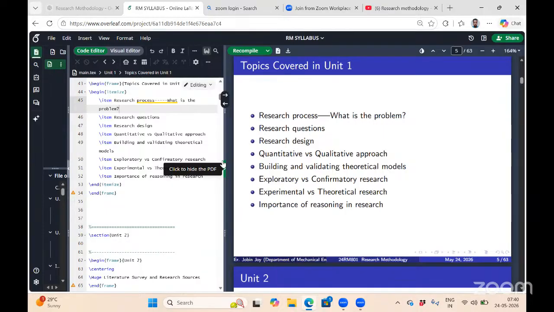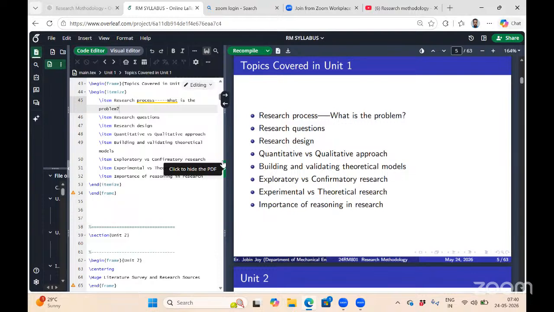The researcher selects a research design and collects data through surveys, experiments, or observations. For example, production data from industries may be collected. After data collection, data analysis is performed using statistical tools. Finally, the results are interpreted and conclusions are drawn. The findings are then presented in the form of a research report. Thus, the research process ensures systematic and reliable scientific investigation.